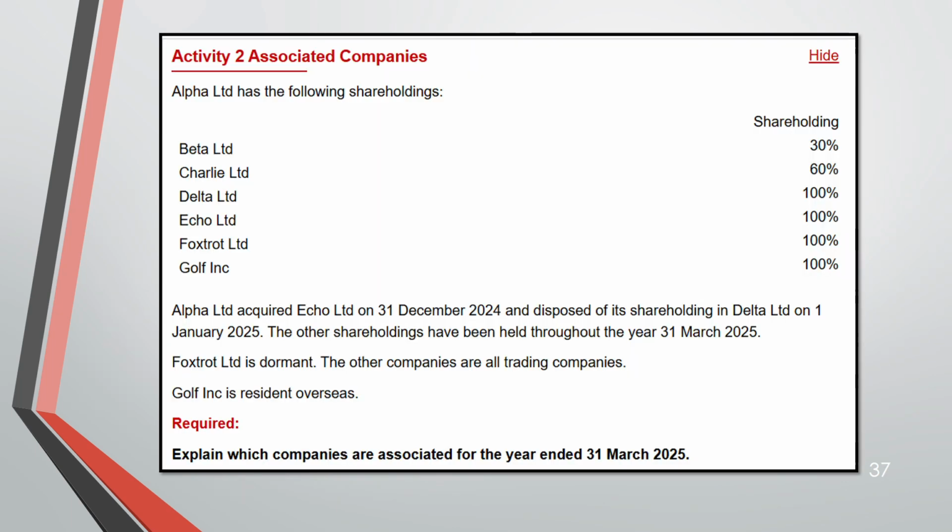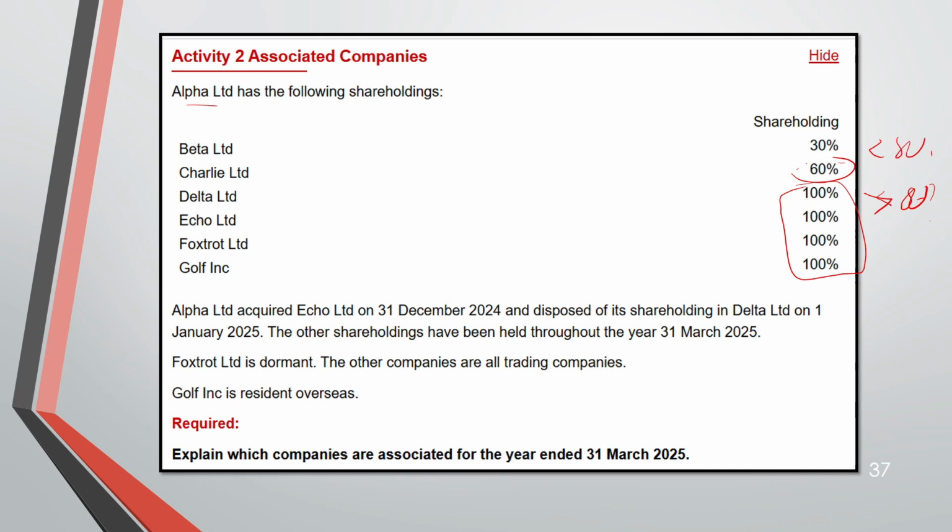Activity 2. So let us do activity 2. You have been given Alpha as the shareholder. So do not forget to count Alpha as one company. You have Beta, Charlie, Delta, Echo, Foxtrot, Golf. Let's say B, C, D, E, F, G. So A has B, C, D, E, F, G. Okay, 30, 60 and the remaining are all 100%. This is 60. All these are more than 50% except one which is less than 50%.